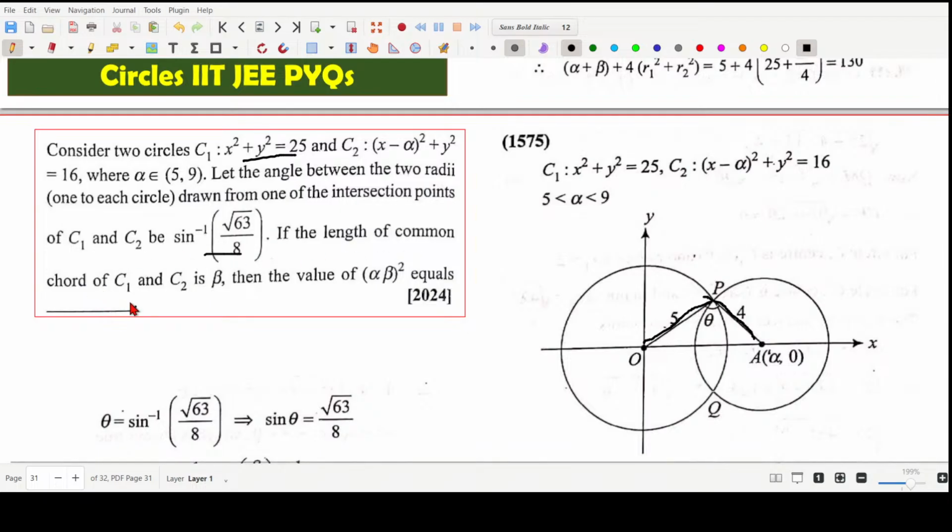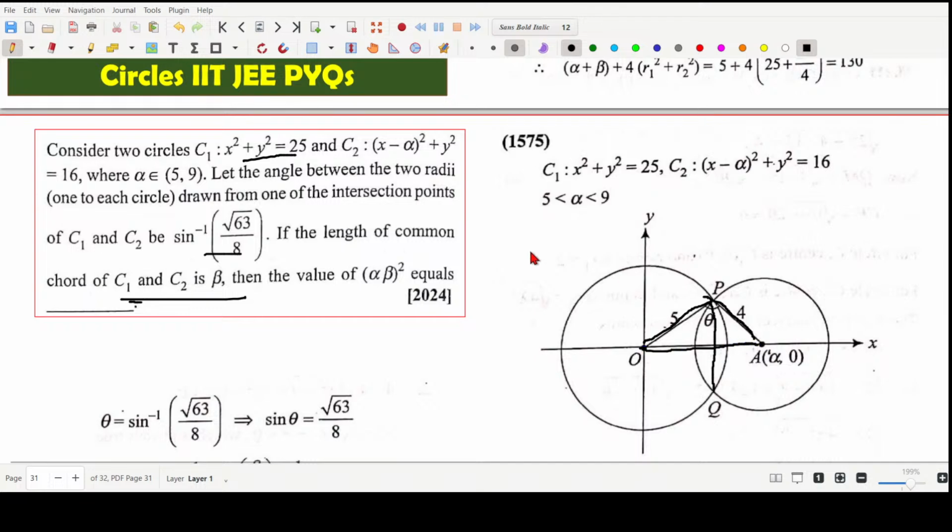If the length of the common chord of C1 and C2 is beta, right? Common chord of C1 and C2. What does this mean? This length is beta, so this is half beta, and obviously this length is alpha only, right?